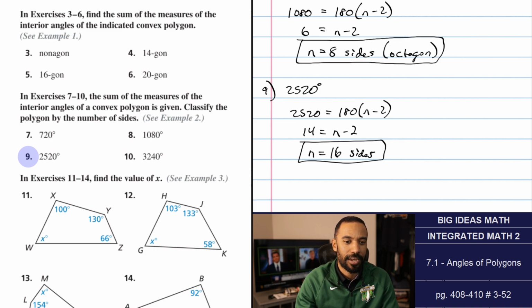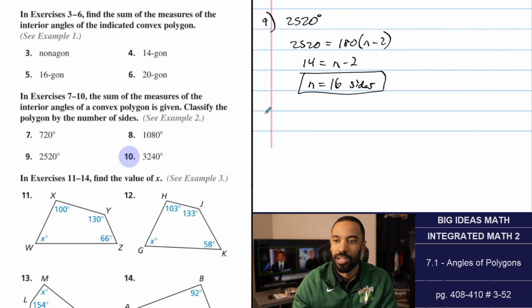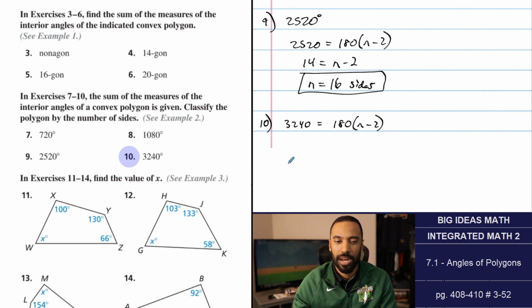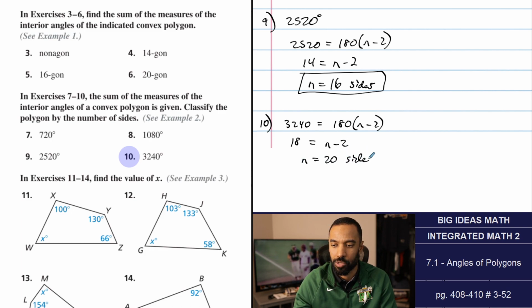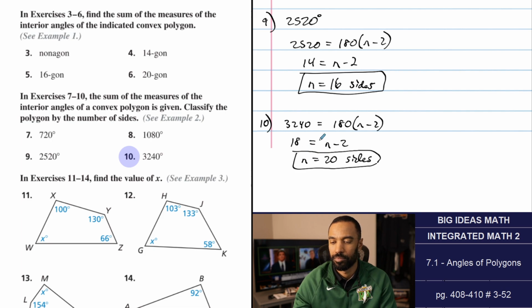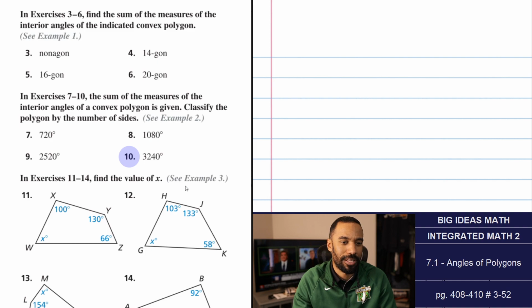16 sides there, and number 10, 3240. Well, that was the other number that we saw, right? So this is going to be, what, a 20-sided shape? But it's going to start with 18. So 3240 equals 180 times n minus 2. Kind of like from problem number 6, I know that this divided by 180 is going to be 18, because the square root of 324 is 18. N minus 2, and therefore n is 20 sides. Also don't know the name. Icosagon? I don't know. All right, number 11.